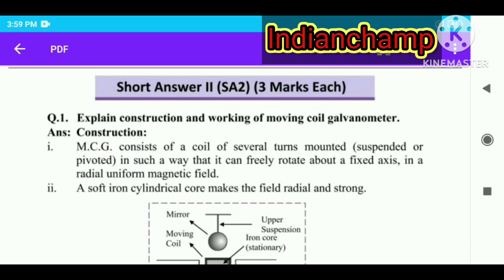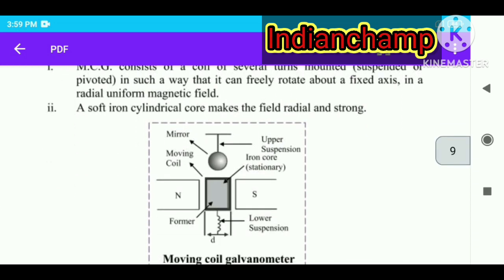First question: Explain the construction and working of a moving coil galvanometer. Answer: Construction. A moving coil galvanometer consists of a coil of several turns mounted in brackets, suspended or pivoted in such a way that it can freely rotate about a fixed axis in a radial uniform magnetic field. Second, a soft iron cylindrical core makes the field radial and strong.